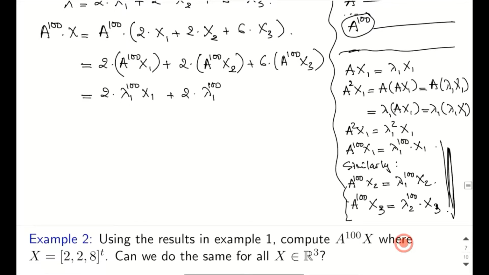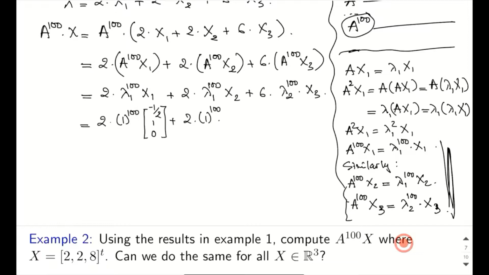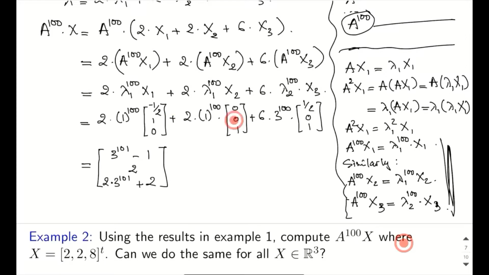To the power 100 times x2, and then 6 times x3 is the eigenvector associated to the eigenvalue lambda 2. So this is going to be lambda 2 to the power 100 times x3. 2 times 1 to the power 100. Now we can replace the x1 as the vector negative 1/2, 1, 0. And then plus 2 times 1 to the power 100 times 0, 0, 1. And then 6 times 3, which is lambda 2 to the power 100 times 1/2, 0, 1. If you combine all the vectors here, you're going to get this.